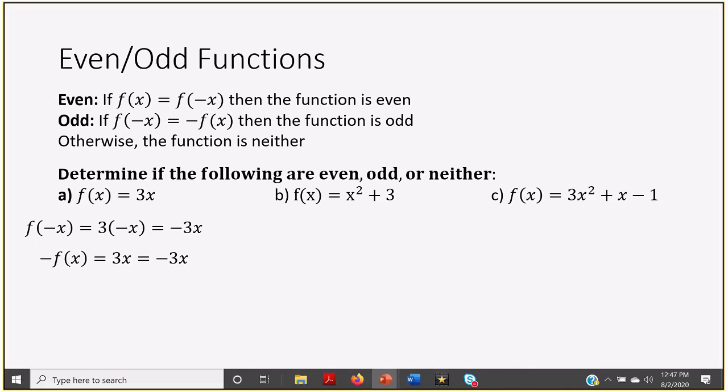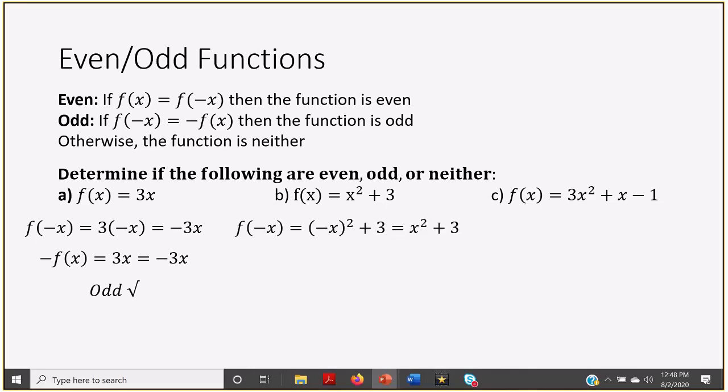Now, something important to note is that when I get to that negative f of x step, and I see that's negative 3x, I don't look back at my original equation anymore. I look back at my f of negative x, the equation right above it. That's what I'm comparing it to. And so since those last two equations match, we say it's odd and we're good to go.